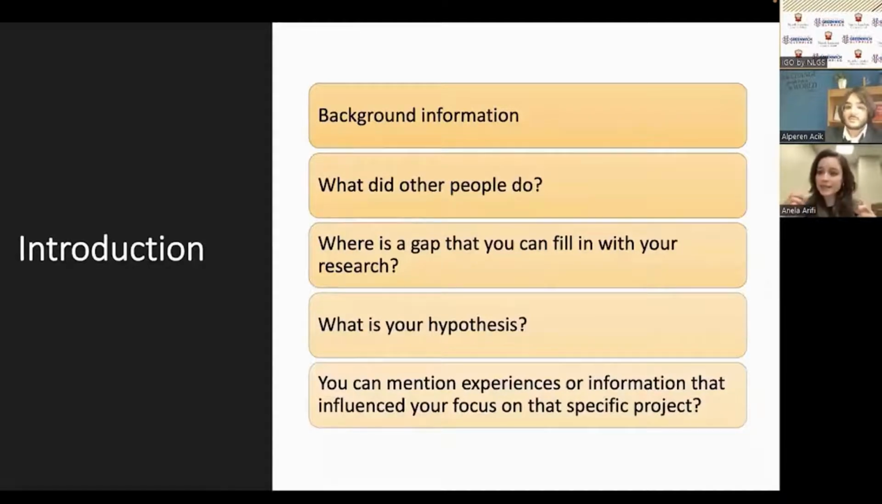The next element is the introduction. This is really the place where you can talk about everything you've learned during that initial literature research that I was mentioning, during which you try to figure out whether your research question was worth pursuing. So in this segment, you report on what did other people do? What approaches did they use? Is there a gap that you can fill with your research? What is your hypothesis? What do you predict will happen if you do your experiments, if you make your app? And as we are, again, high school students, in the introduction, we can also talk about what inspired that specific research, what influenced your focus on that specific research question.